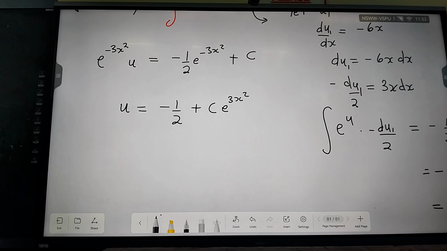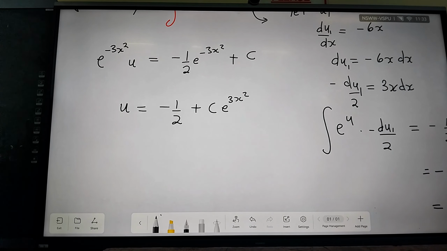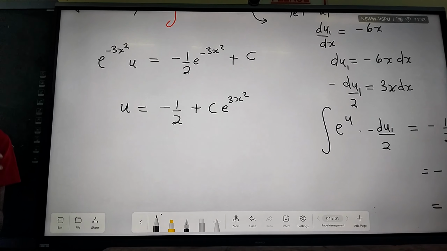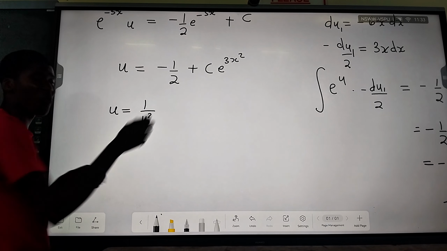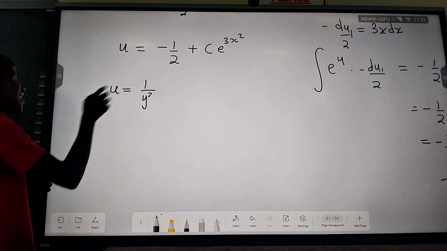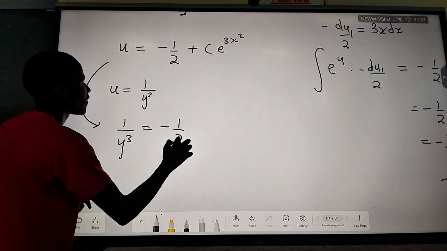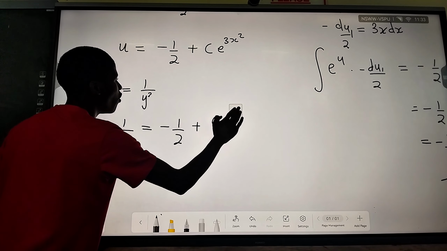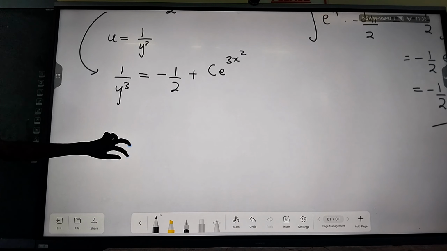Is it fine makunje? Thina sifuna u yini konje lapha? No. Bathe solve y. Because it's a differential equation yet when not dy dx. But we know the relationship between u and y. Is the thing that we started with at first. So say u wethu is equal to 1 over y cubed, against no matter y to the power negative 3. So since this is that, you substitute 1 over y cubed is equals to negative 1 over 2 plus c e to the power of positive 3x squared. And then you just find the value of y now.